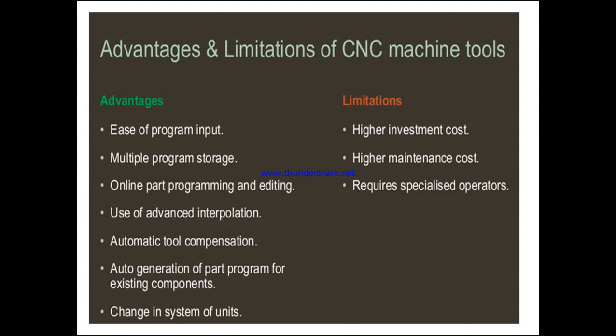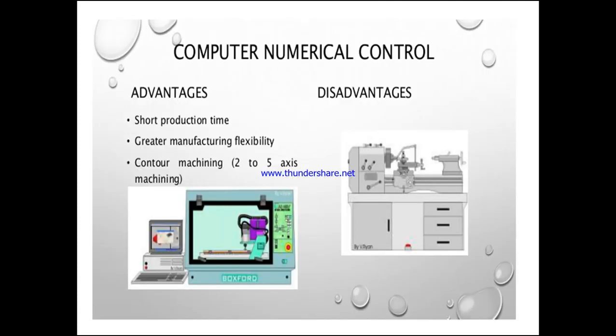From the CAD model we can directly convert to CNC machining, and introduce it into the CNC machines by using editing. We have advanced interpolation methods and automatic tool compensation. The tool compensation is done by using the program languages. Auto generation of part programs for existing components, and change in system of units. The limitations are higher investment cost, higher maintenance, and the need for specialized operators. Specialized operators are required for CNC machine tools.